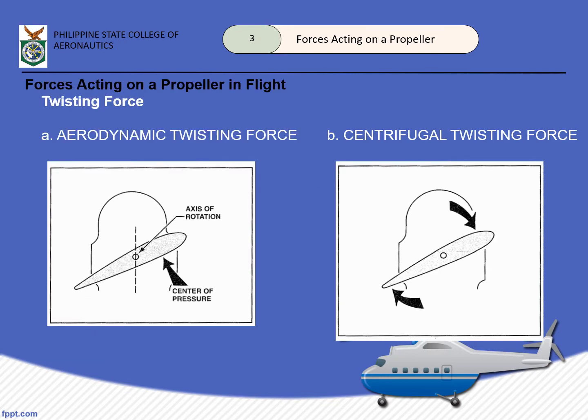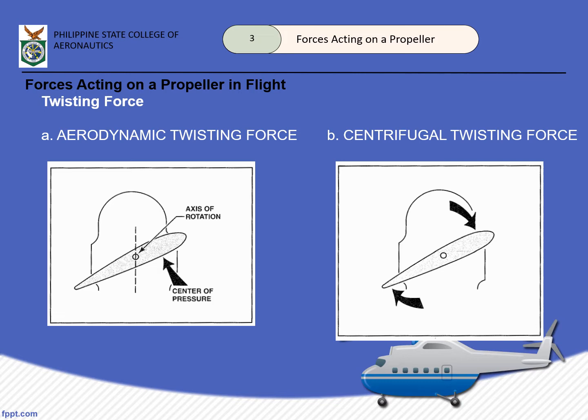Okay, sorry about that. So now we have the aerodynamic twisting force and centrifugal twisting force, which are of course the forces under the twisting force. So let's go first sa ating aerodynamic twisting force. It occurs when a propeller blade produces thrust. The majority of the thrust produced is what? Exerted ahead of the blade's axis of rotation. This tends to increase the propeller's blade angle.